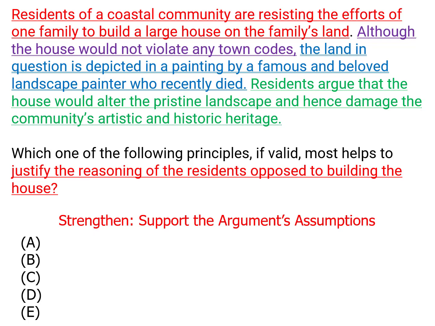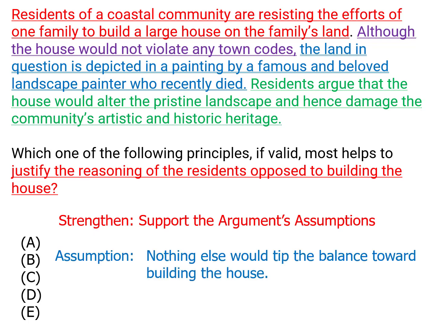Whenever you have advantages in favor and against doing something, we typically call that a net benefit argument. And all net benefit arguments have relatively similar assumptions. The assumption is that there's nothing that we haven't brought up that would tip the balance towards the thing that we don't want to do here, which is building the house. There's nothing that we haven't considered that would give a good reason to allow the house to be built. So if we're trying to strengthen the argument, we want to support that idea. That is, provide extra reason to think, yeah, there's nothing else out there that could tip the balance.